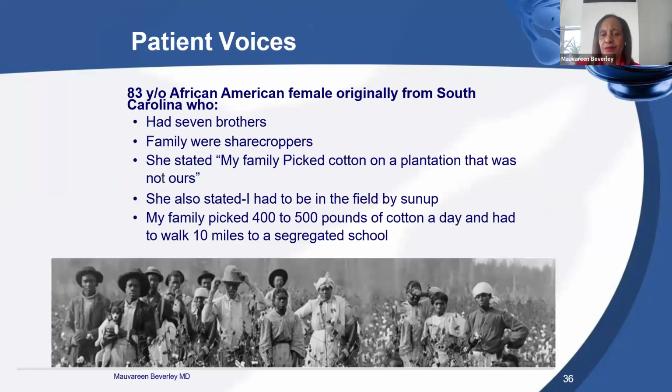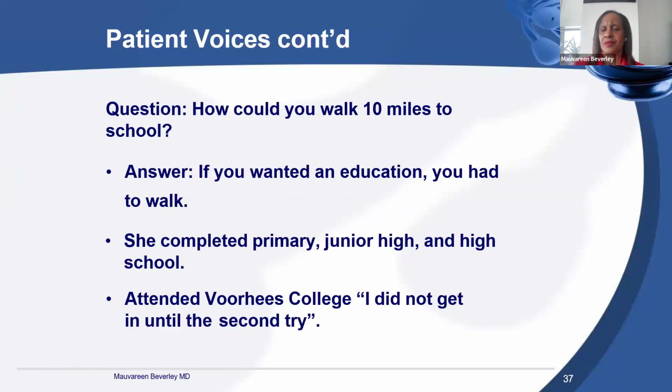So, an 83-year-old African-American female, originally from South Carolina, had 7 brothers, family were sharecroppers, and she stated, my family picked cotton on a plantation that was not ours. She also stated, I had to get up in the field by sunup. My family picked 400 to 500 pounds of cotton a day, and I had to walk 10 miles to a segregated school. And I'm saying, 10 miles? How do you walk 10 miles?